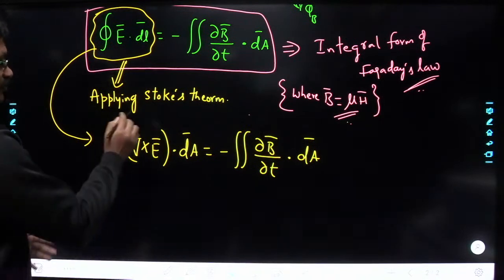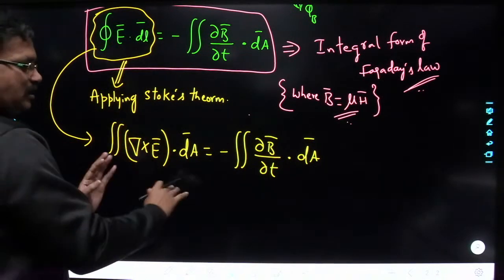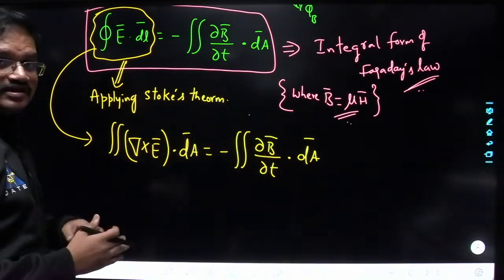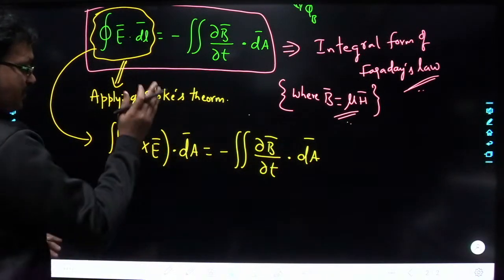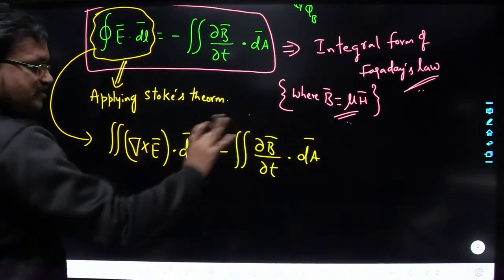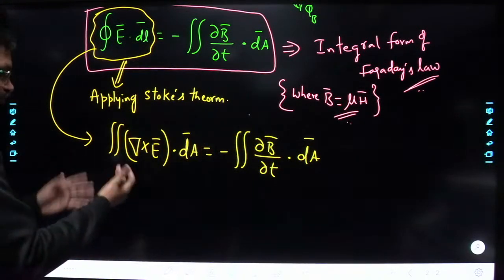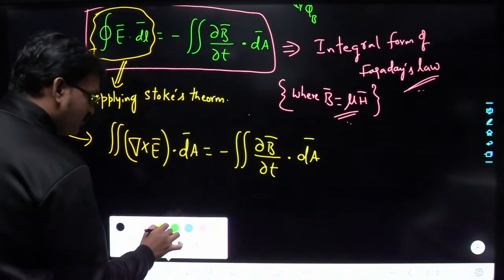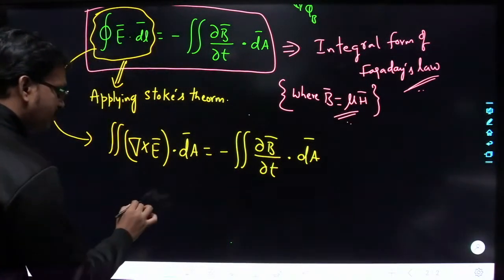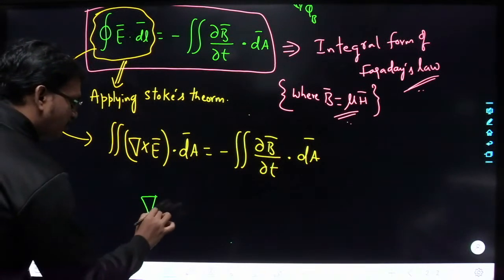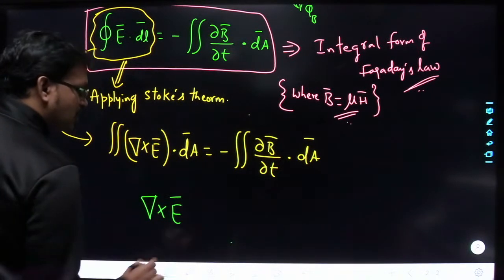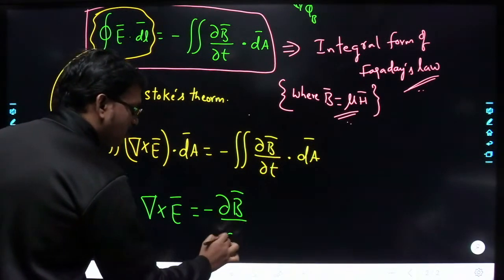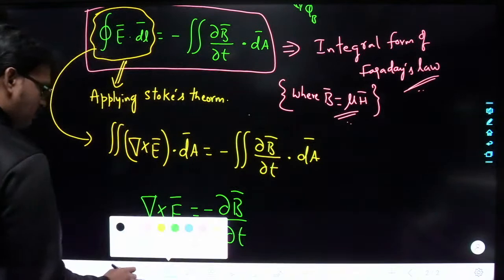Or you can say the surface integral on the LHS side and the surface integral on the RHS side both represent the same surface. So that means the surface integration on both sides will get cancelled. Finally we land up with the differential form or point form of Faraday's law. So that is curl of E bar is equal to minus dou B bar by dou T.